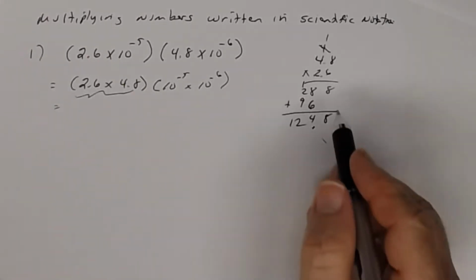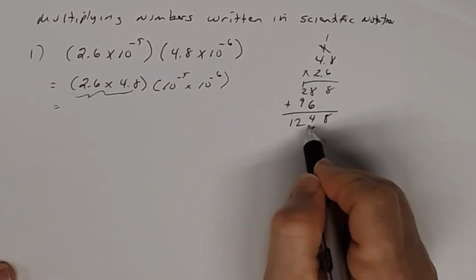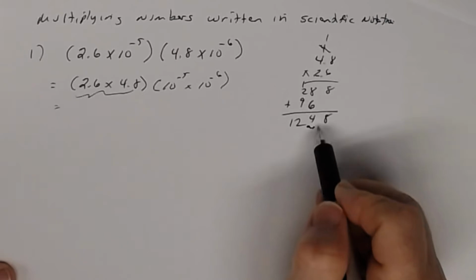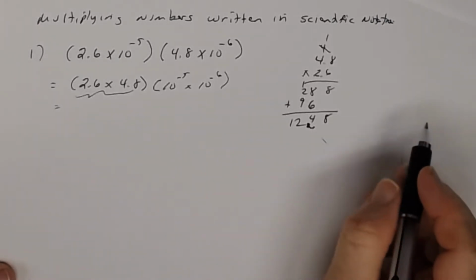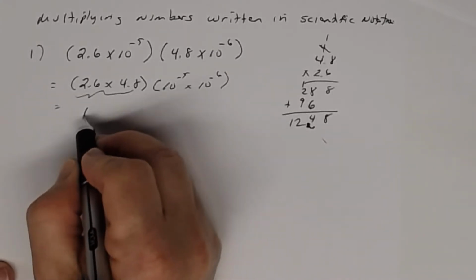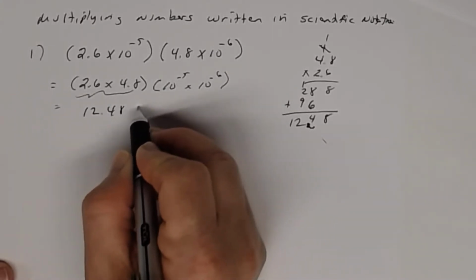Oops, sorry, 2 decimal places, right? So that goes right here. So 2 decimal places, so that's going to be 12.48. So this right here is 12.48 times.